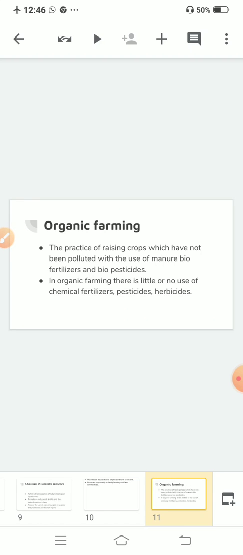What is the benefit of this? It is a healthy cropping system that provides optimum nutrients to the plants and keeps the pests as well as weeds under control. In organic farming, there is no chemical use. So if there is no use of chemicals, that means that type of food or crop is healthy for our health. Clear? So that's why organic farming is good. Now the next point is, in organic farming, there is little or no use of chemical fertilizers, pesticides, and herbicides.